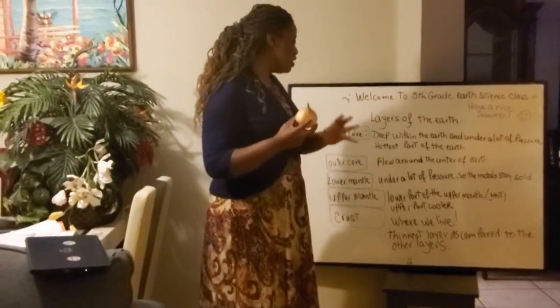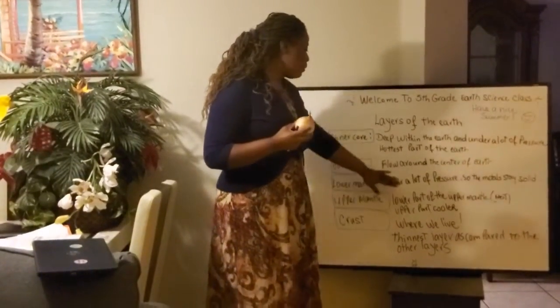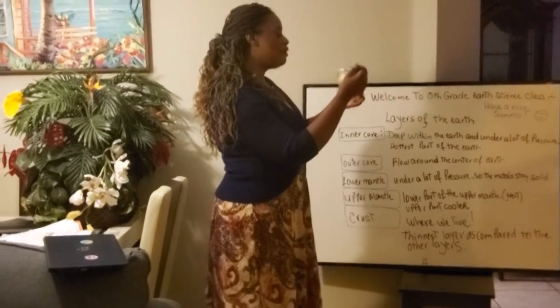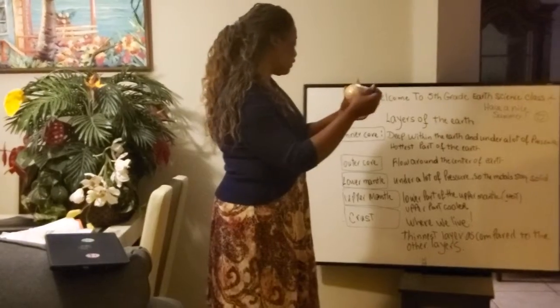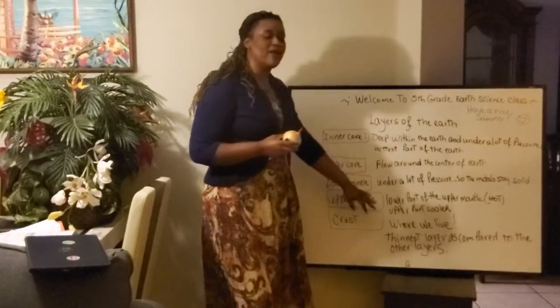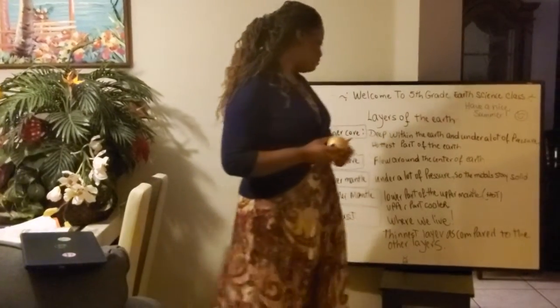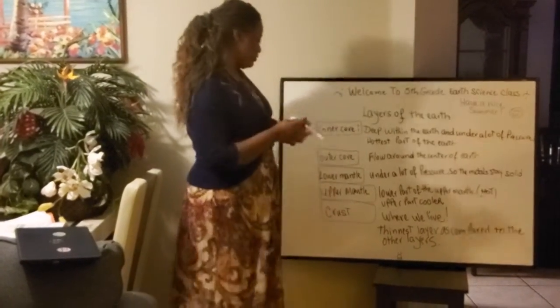So let's try to put it together. The lower part is hotter, and the upper part is cooler. And the crust is where we live. Perfect. It is the thinnest layer compared to the other layers of the earth, which is the crust.